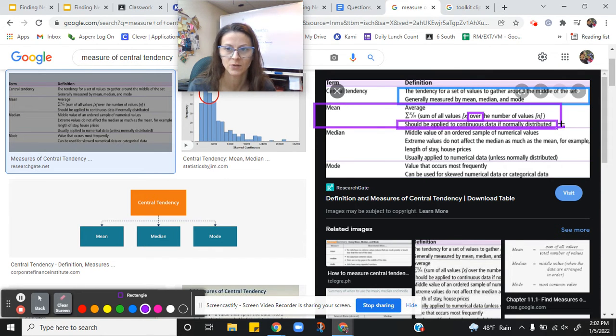It should be applied to continuous data if it's normally distributed. That means that we should use the mean when we have continuous data, not discrete data. We'll get into that. Discrete is what we're doing when we're counting tally marks of frequencies versus measuring with a ruler, which has continuous values in between. So is there continuous data, and is it normally distributed? Is it shaped like a bell? A perfect little bell.